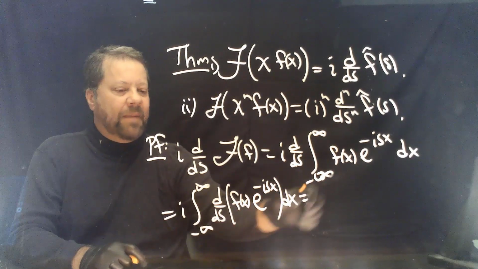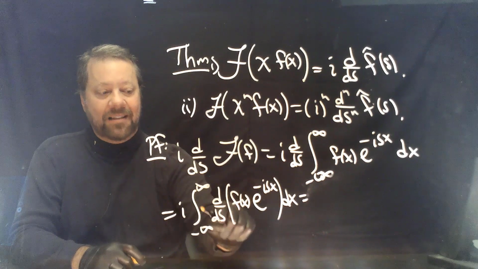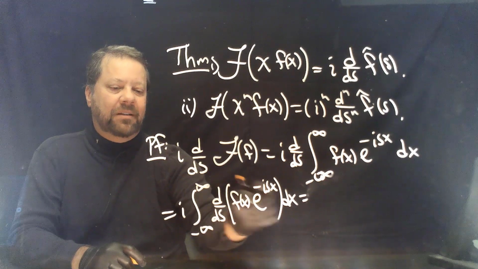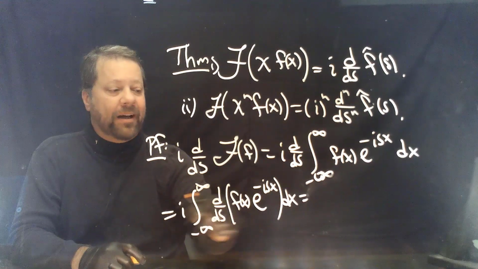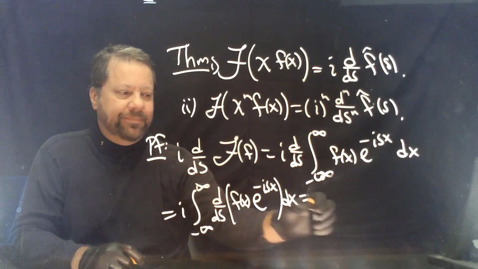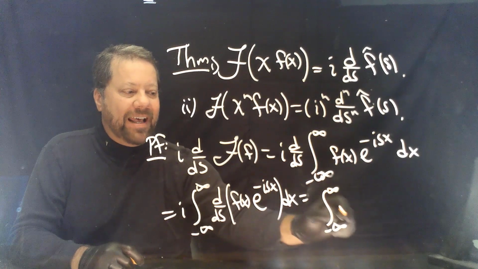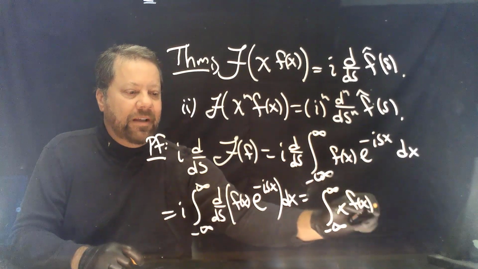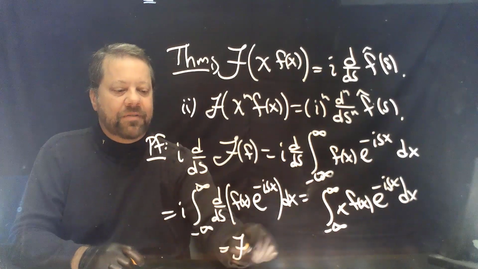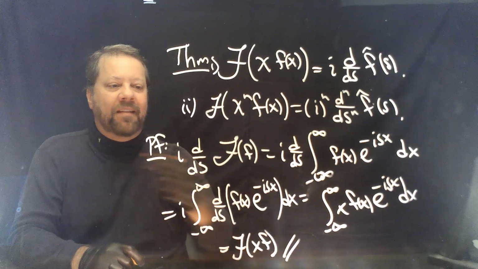The f of x can come out. When we take the derivative of e to the negative isx with respect to s, we'll get a negative ix. The negative i can come all the way out front. Negative i times positive i is 1. So we get the integral from -infinity to infinity. We'll have an x left over, f of x e to the minus isx dx, and that is the Fourier transform of x times f. And that gives us the end of the proof.